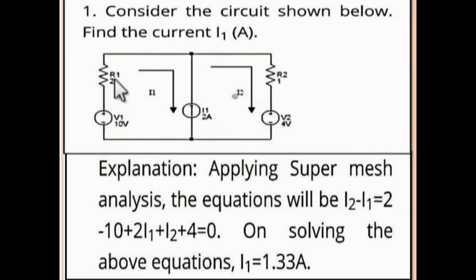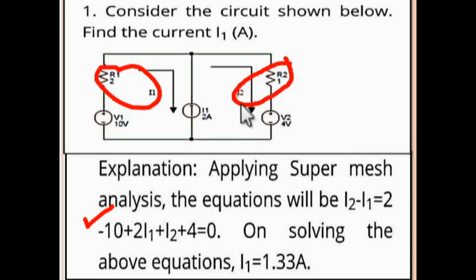So basically you have to write the combined equation of the first and second mesh. You can start from here: -10 plus 2 I1, where I1 is associated with the first mesh, plus I2 into 1, where I2 is the current associated with the second mesh, plus 4 equal to 0. So this is the first equation.